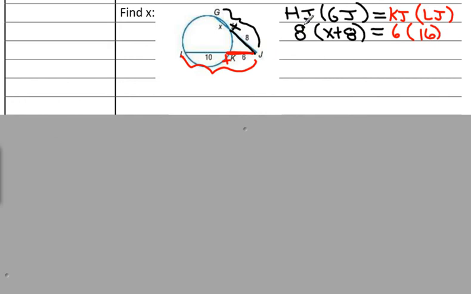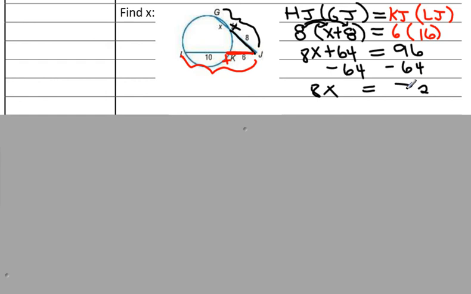Okay, left-hand side, we need to distribute. 8 times x is 8x. 8 times 8 is 64. And that equals 6 times 16, which is 96. Subtracting 64 from both sides, I get 8x equals 32. So I divide by 8 and I'll get x is 4.